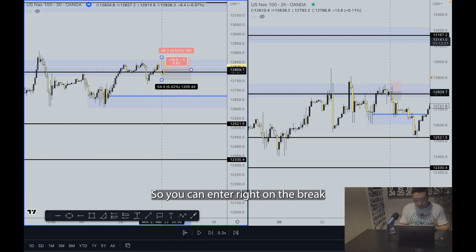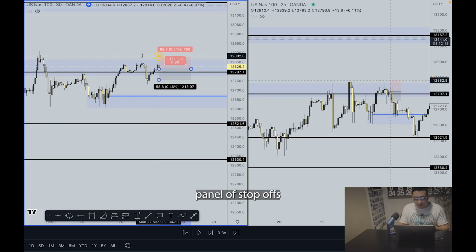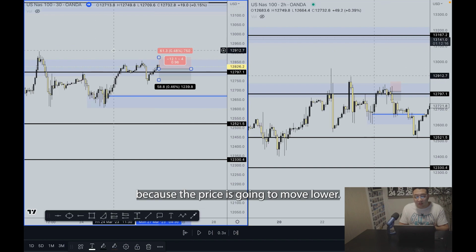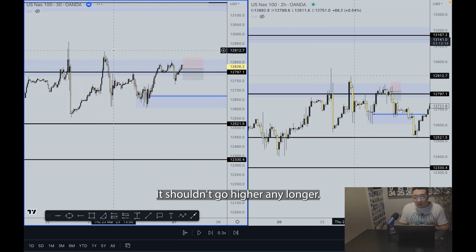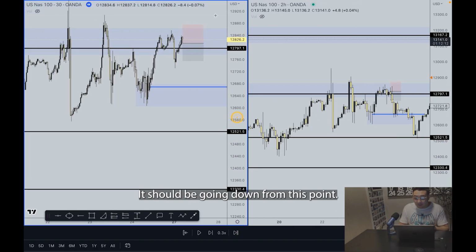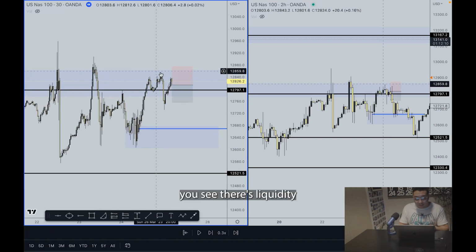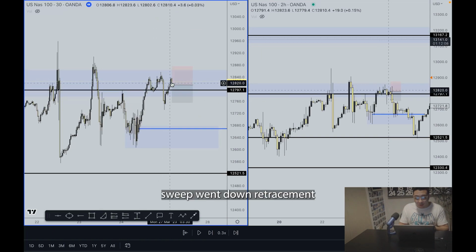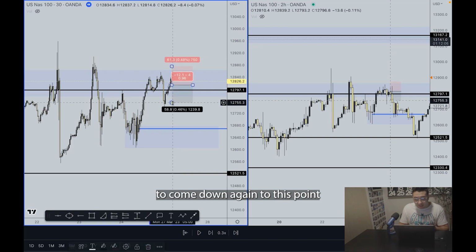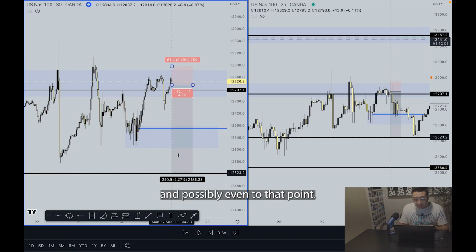So you can enter right on the break of these 30-minute candle lows, stop loss above these highs, because if price is going to move lower, it shouldn't go higher any longer. It should be going down from this point. You can already see there's a liquidity sweep, went down, retracement, and then it's going to try to come down again to this point and possibly even to that point.